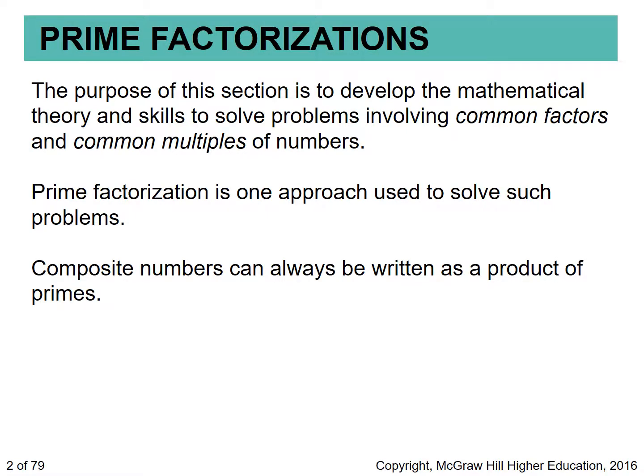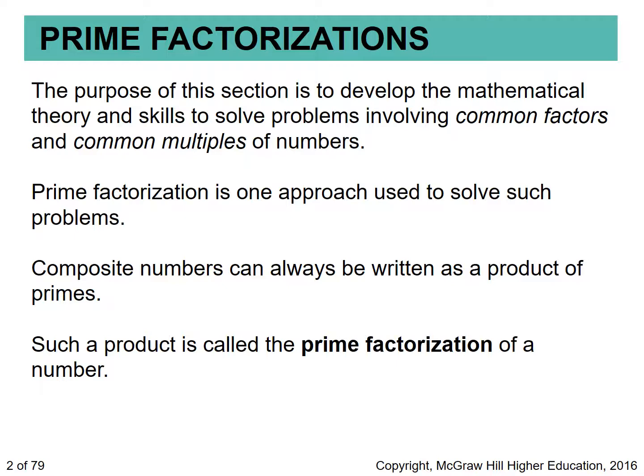Now we looked at composite numbers in the last video, and composite numbers can always be written as a product of prime numbers. They can always be written as a product, but that product can be rewritten as a product of primes. So when we have a number rewritten as a product of prime numbers, it's called prime factorization.